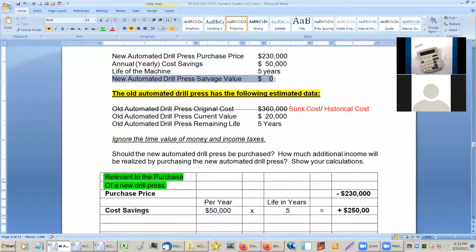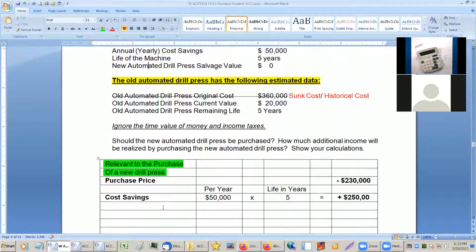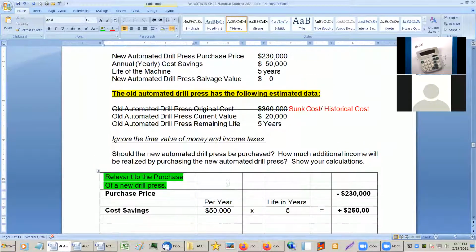$250,000. Now, there is no salvage value, but I'm going to put it in here, even though it's going to look kind of silly. If there was a salvage value, it would be relevant. So for instance, if you're going to have it for 5 years and then sell it for, whatever, $10,000, it would be relevant. But in this case, it's 0.